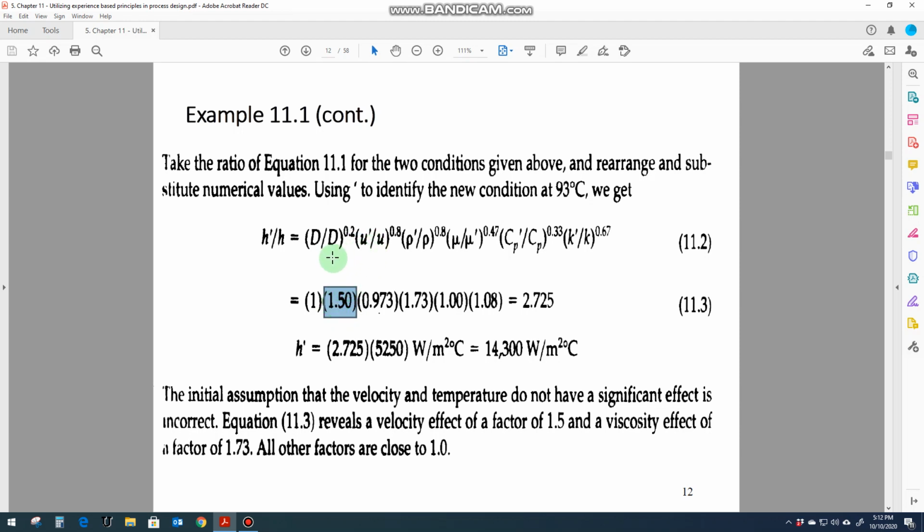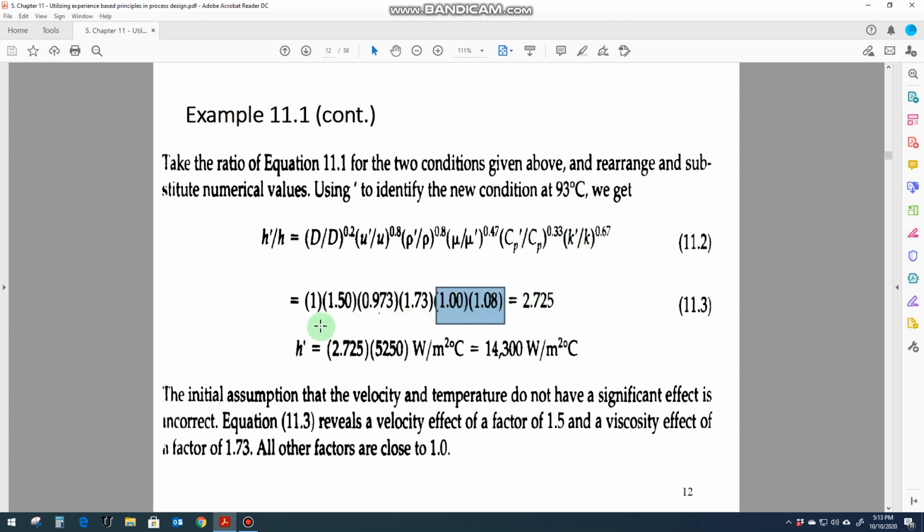So the heat transfer coefficient is depending on the velocity. However, in terms of diameter, you can get the value 1. The same is the case with 0.973, it is close to 1, which is density, and the same is the case with the Cp here, and similarly the thermal conductivity.